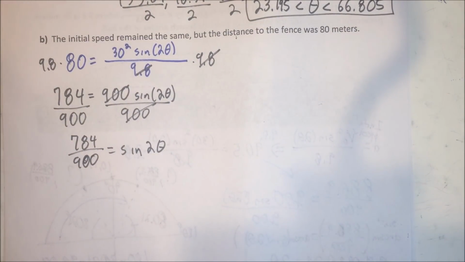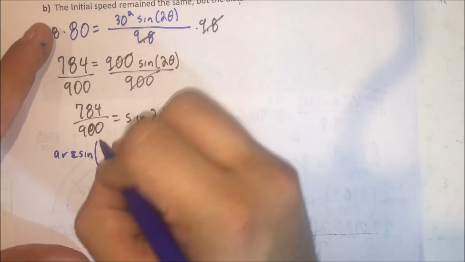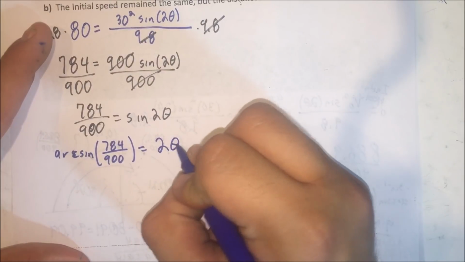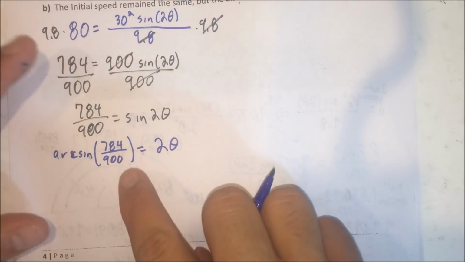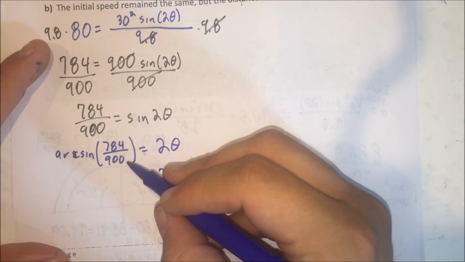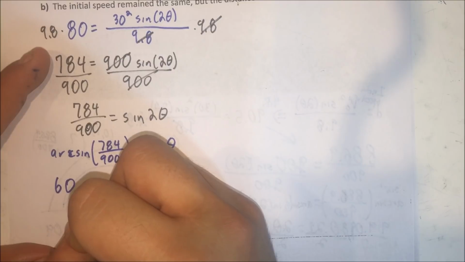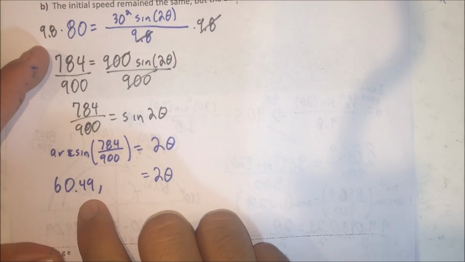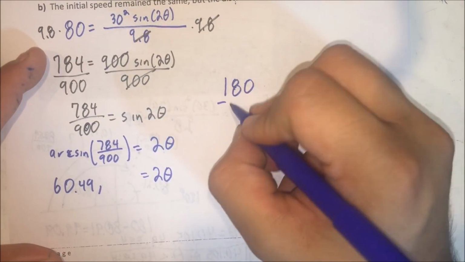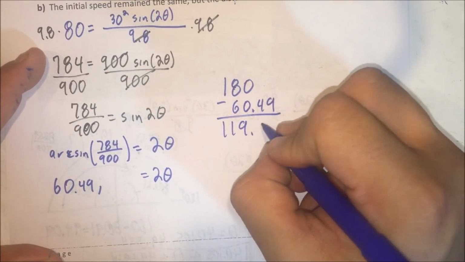Again, we take the arc sine of both sides, so that's going to give us the arc sine of 784 over 900. Arc sine will undo the sine, so we get 2 theta. And to find 2 theta, we just take the arc sine. The number I'm going to get from entering that in my calculator is 16.49. But again, what I want to do with this number is subtract it from 180. And when I do that, that's going to be 119.51.